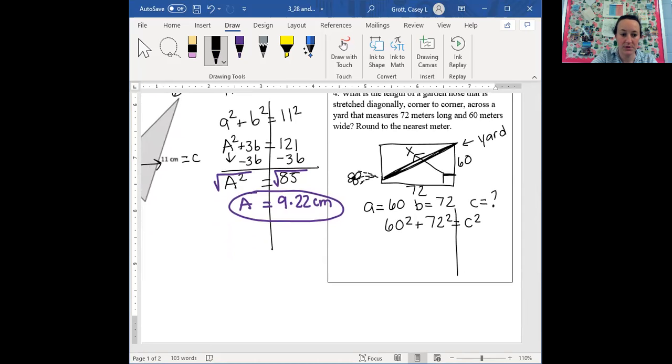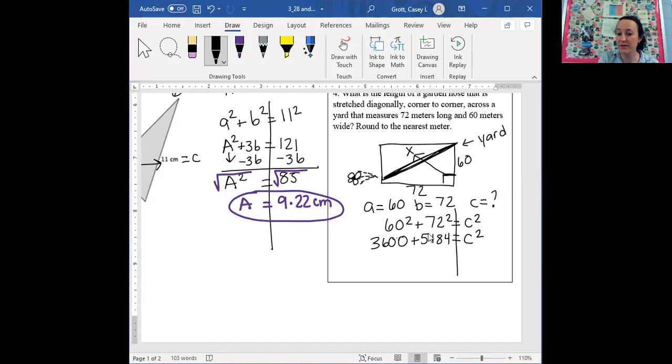60 squared. Let's come over to the calculator. 60 squared gets me 3,600. This could be a long hose. I guess you've got a big yard though. Maybe you're living out in Indiana or Kansas with the cornfields. 72 squared is going to get me 5,184. And C squared is what we're trying to find. What is the length of this hose to water my beautiful flower over here?